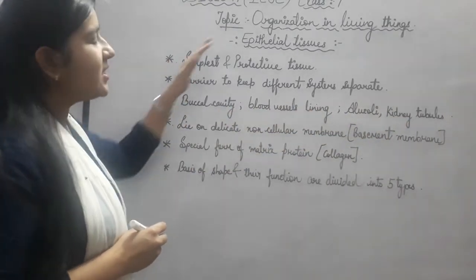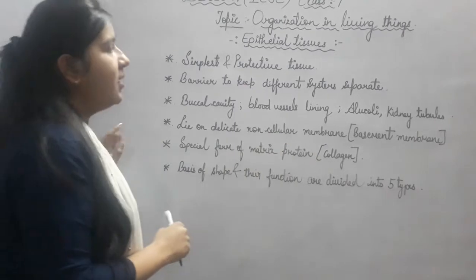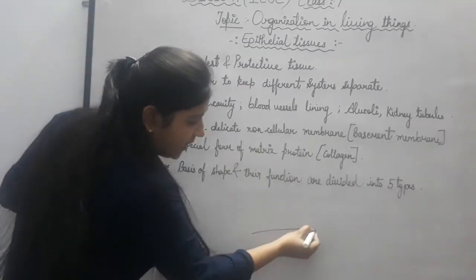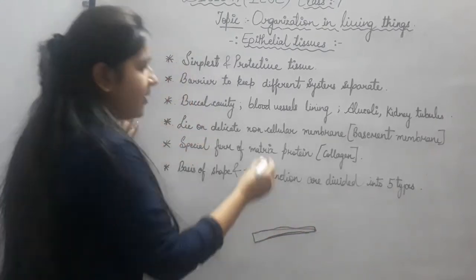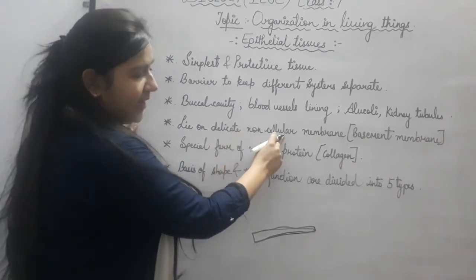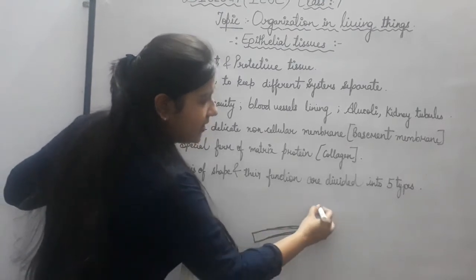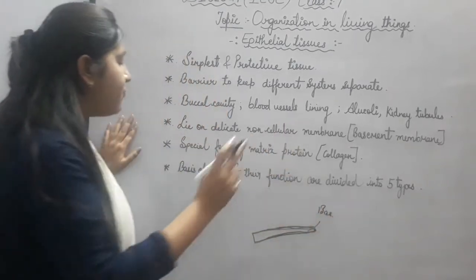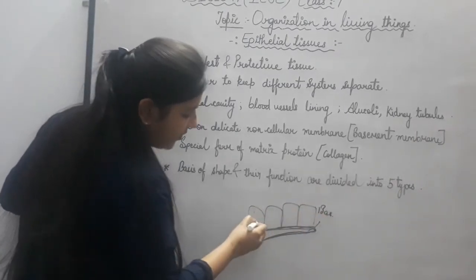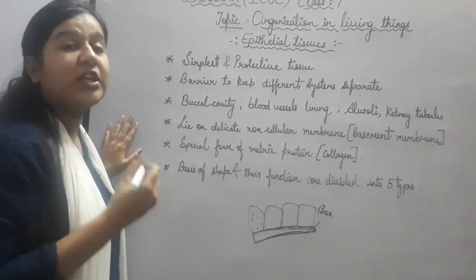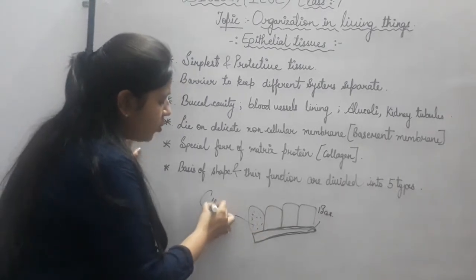Next, what is the structure? According to their structure, they lie on a delicate non-cellular membrane. These epithelial tissues have a membrane below them, and this membrane has no cells. It is a very sensitive, non-cellular layer and it is known as the basement membrane. Above it the cells are present, and in these cells there is a matrix with a large amount of protein, and this protein matrix is known as collagen.